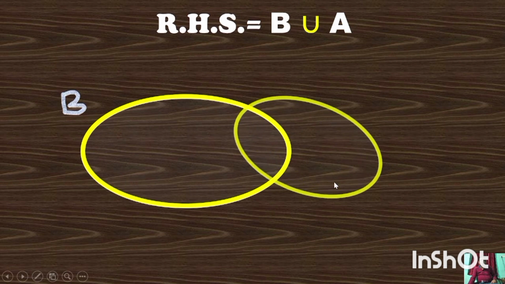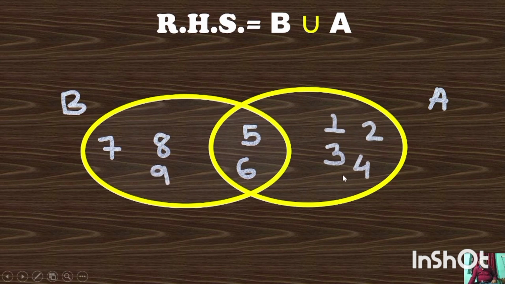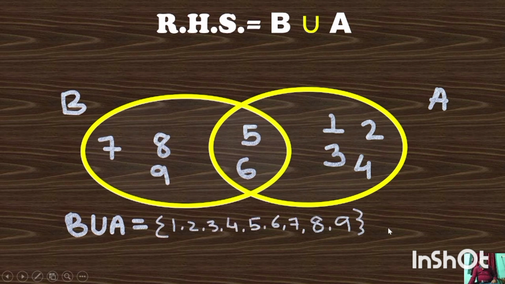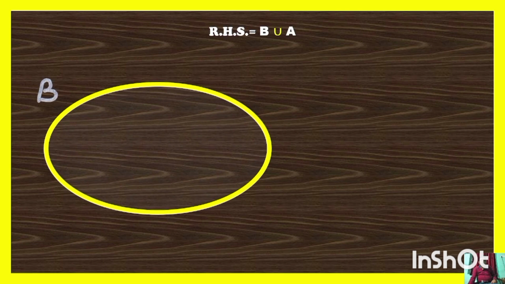Let us take the first set B, the second set A. Let us write the elements: 5, 6 are the common elements present in both sets A and B. Here 7, 8, 9 are the elements of the set B, and these are the elements of the set A. So B union A is formed by taking all the elements of B and the elements of A. Same elements, right? From both cases it is clear that B union A is also formed by taking the sets B and A.